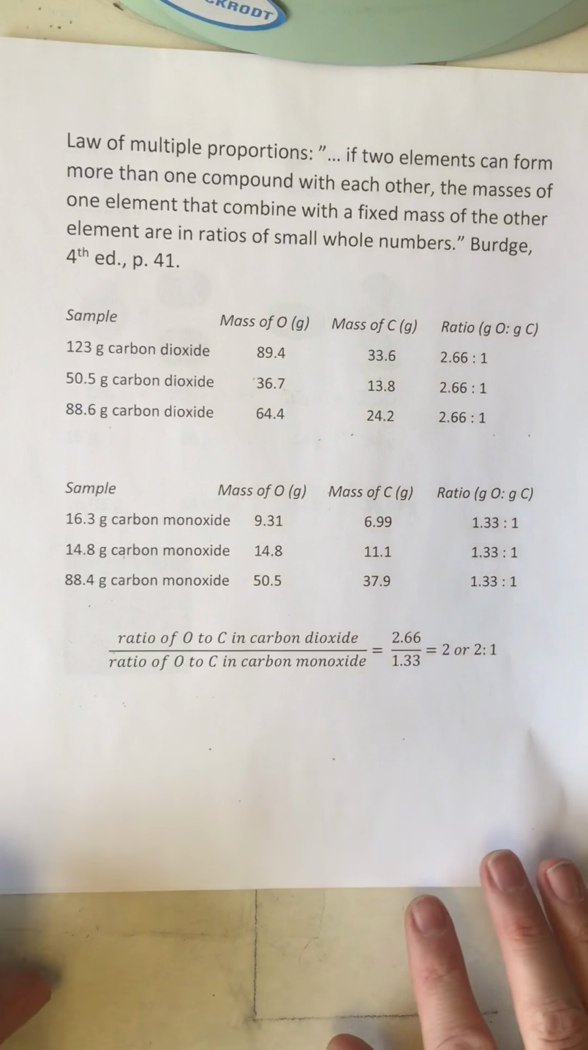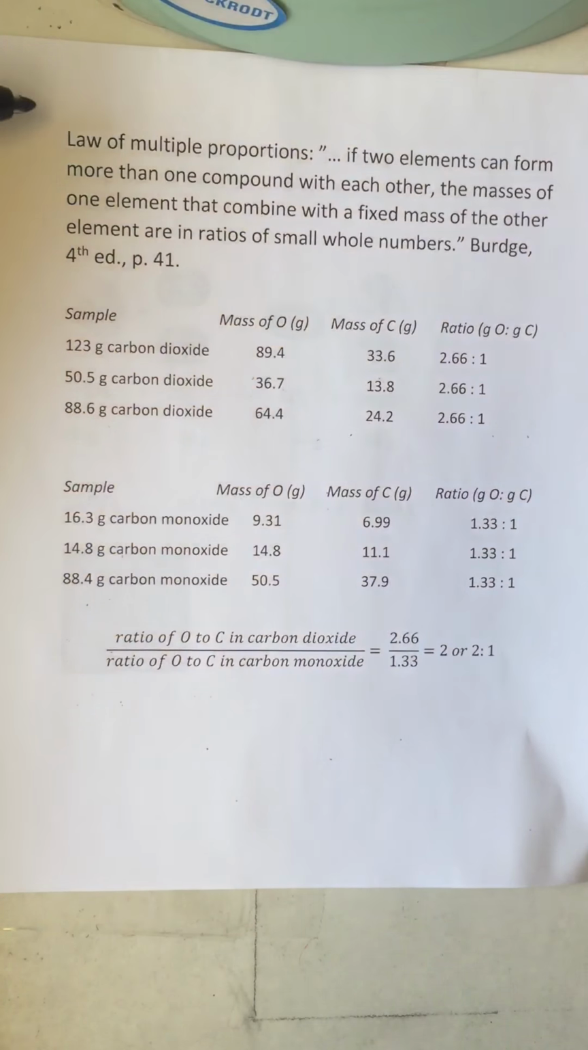Okay. Now, we want to talk just for a moment about something called the law of multiple proportions, which sounds a lot like the law of definite proportions, but this is a slightly different view or a slightly different interpretation. This says, this is from your textbook, if two elements can form more than one compound with each other, the masses of one element that combined with a fixed mass of the other element are in ratios of small whole numbers. That's from Burge on page 41.